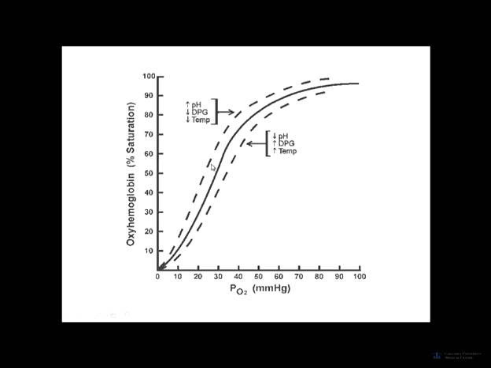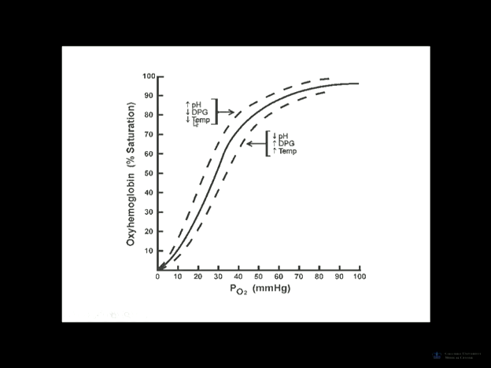These allosteric effectors can shift the hemoglobin dissociation curve one direction or the other. For example, with acidosis, low pH, or with fever, you have a shift to the right. This means that the hemoglobin releases oxygen more easily, whereas the reverse takes place if you have a high pH and low temperature. The curve shifts to the left, and the hemoglobin holds on to oxygen more tightly.